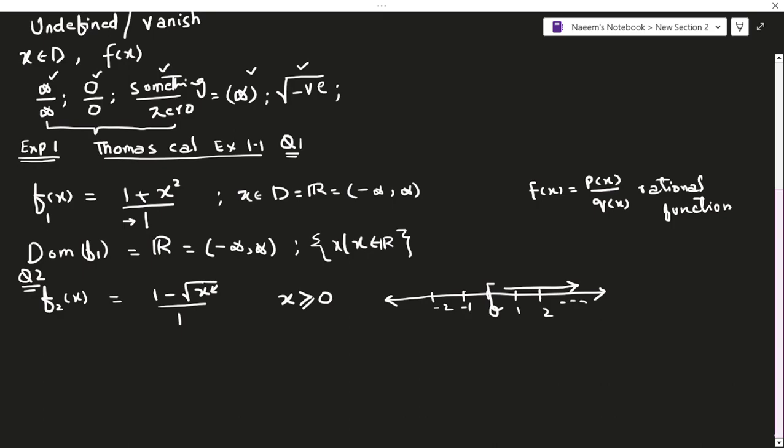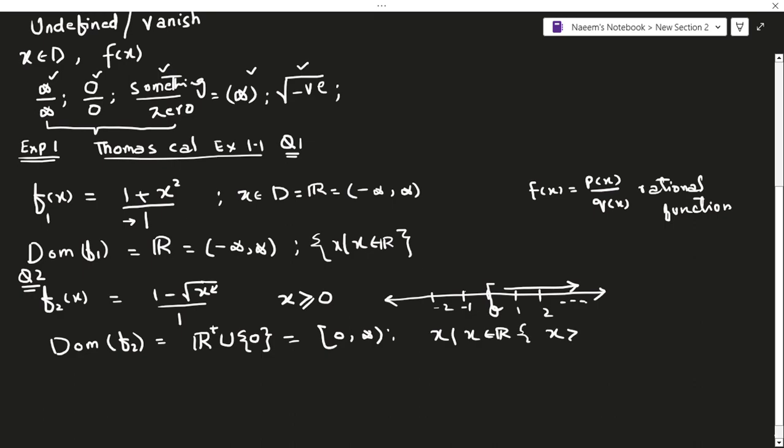So you can see the domain of this function is in the form of a restriction. This does not consist of the whole real numbers. So you can say we can write R plus over here. Positive means this is not including 0. If we have to include 0, then we have to write it in this form. You can say 0 to plus infinity. You can say x such that x belongs to real numbers and x is greater than or equal to 0.